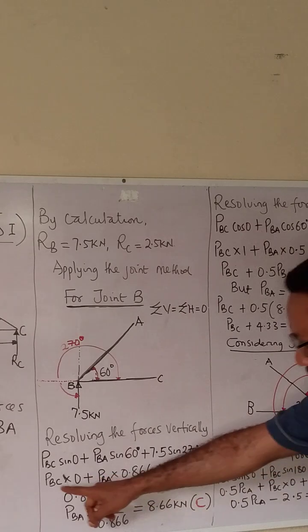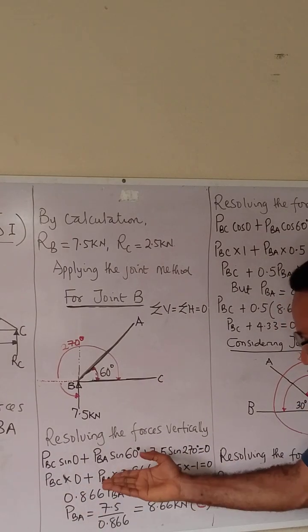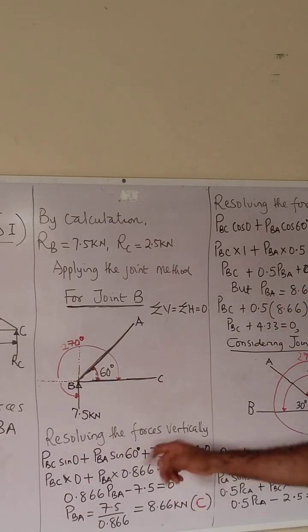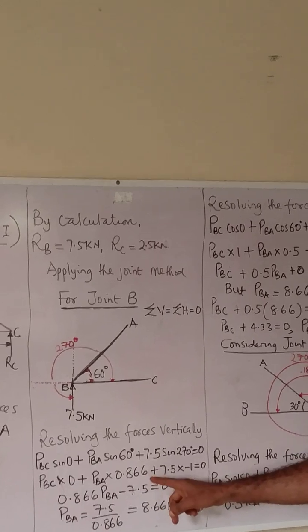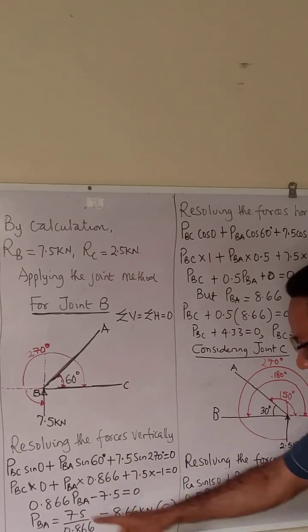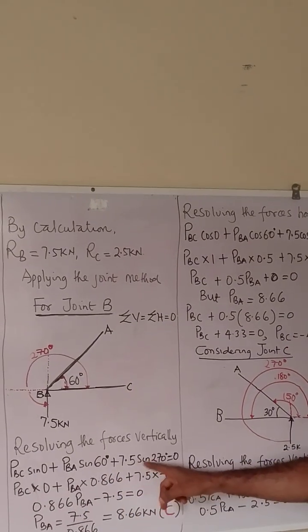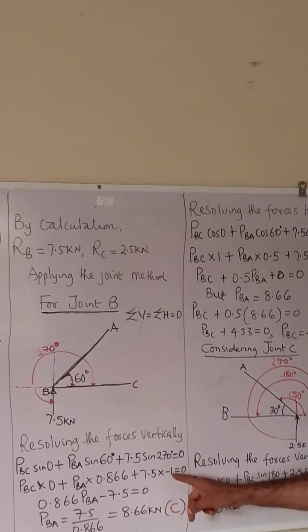When you say FBC times sine 0, it will give you 0 because sine 0 is 0. Then sine 60 is 0.866, so you multiply this by FBA. And then sine 270 is minus 1.